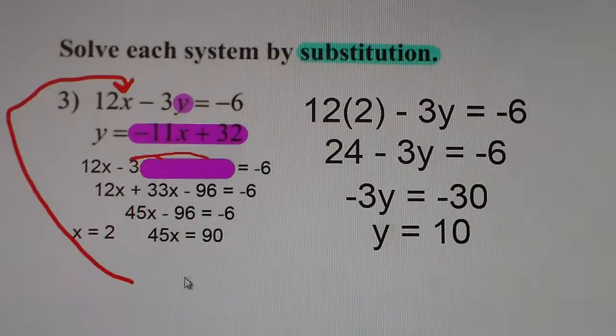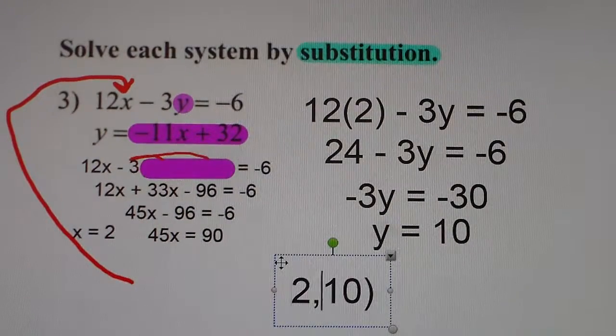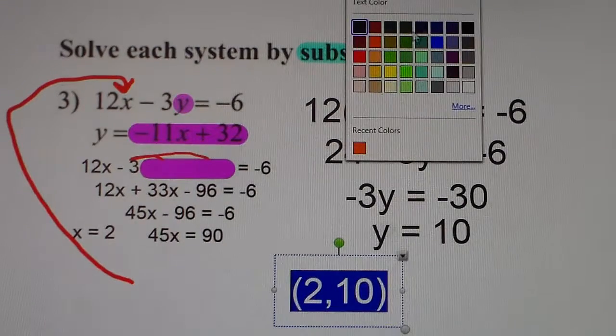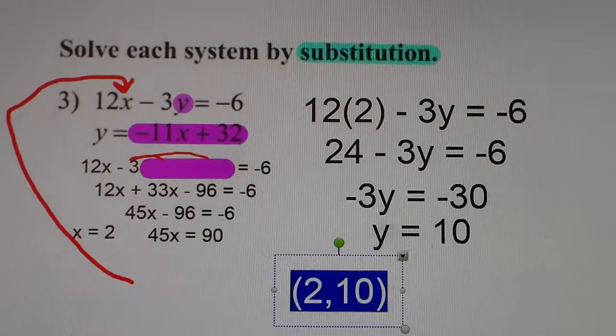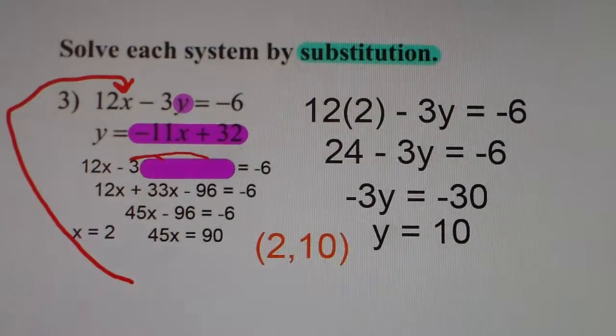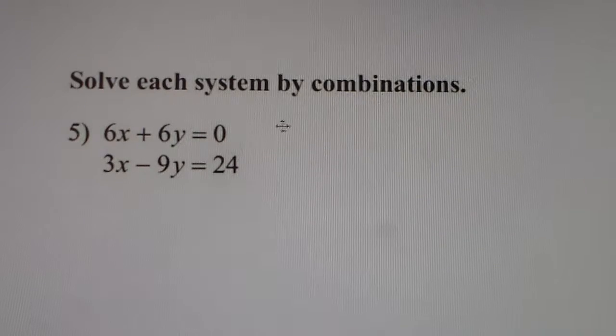So I got x is 2, y is 10, so the final answer would be (2, 10). And that'll be the answer. So that's problem number 3. And that's your job to do problem number 4. And I'm going to do problem number 5 for you.